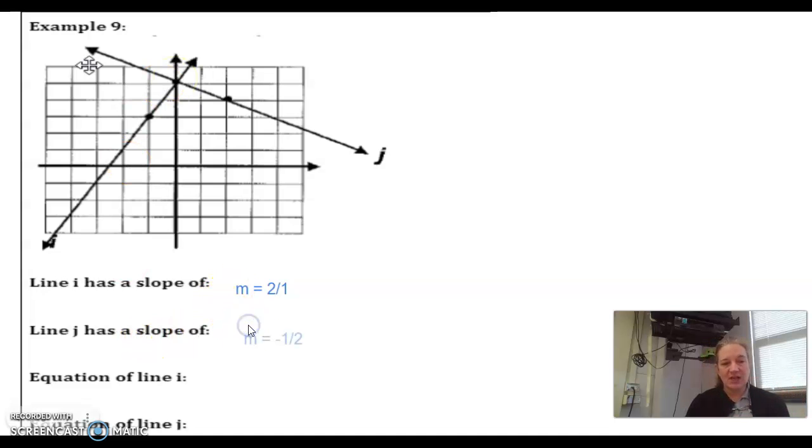The slope of J is negative 1/2. I go up 1 over 2. Right? Up 1 over 2.